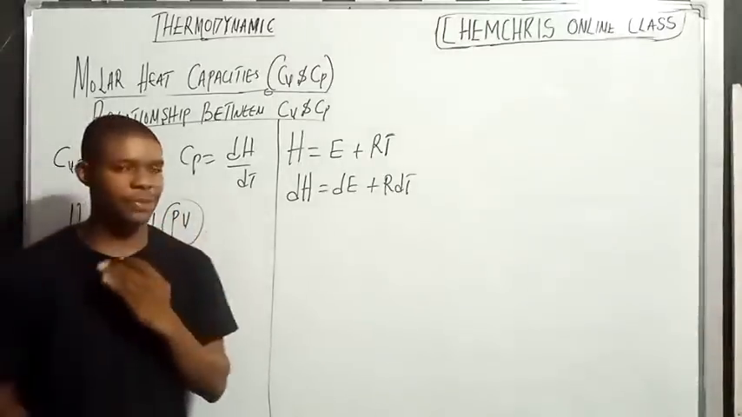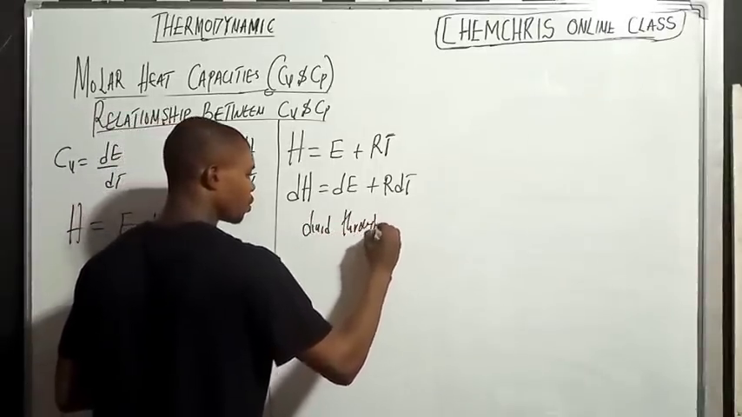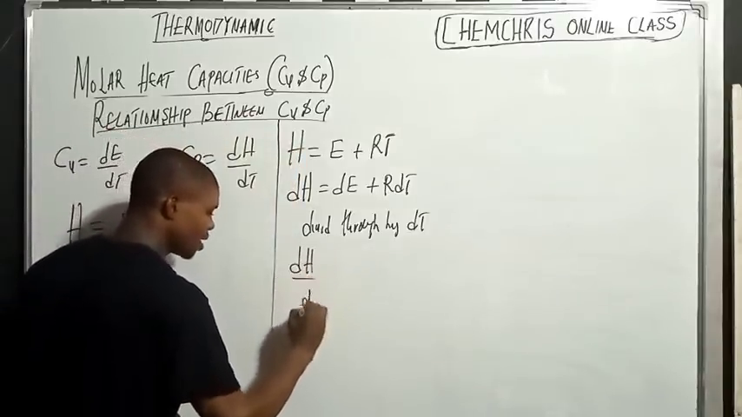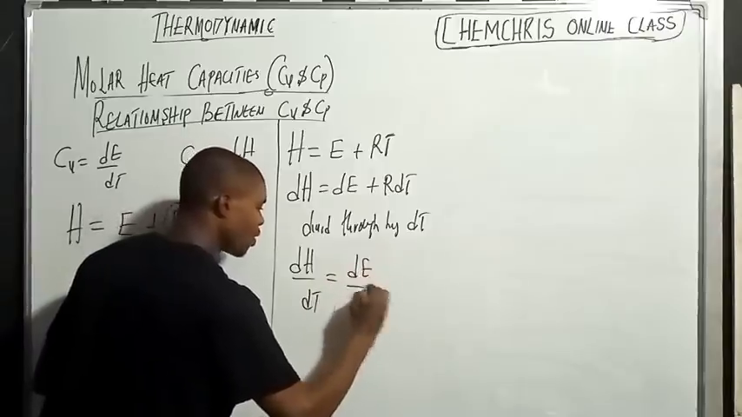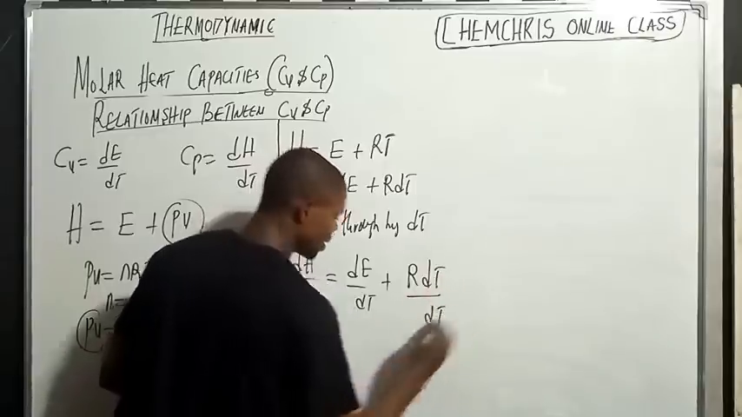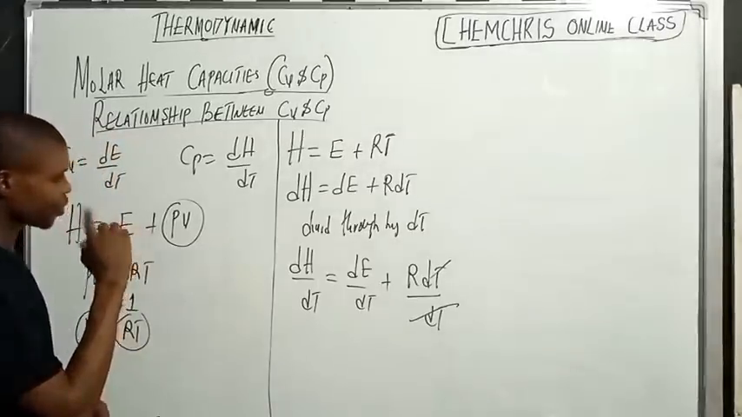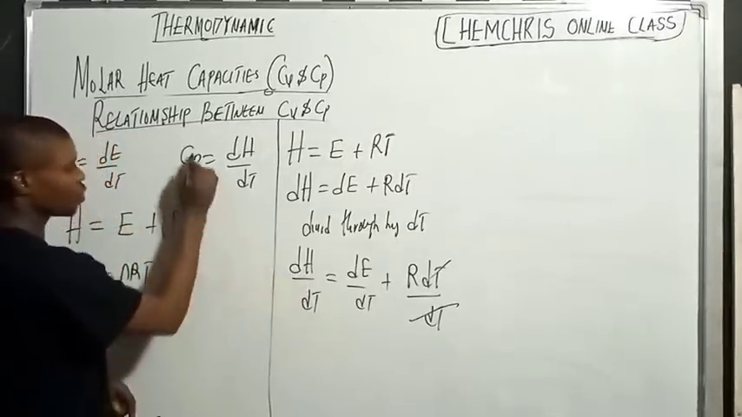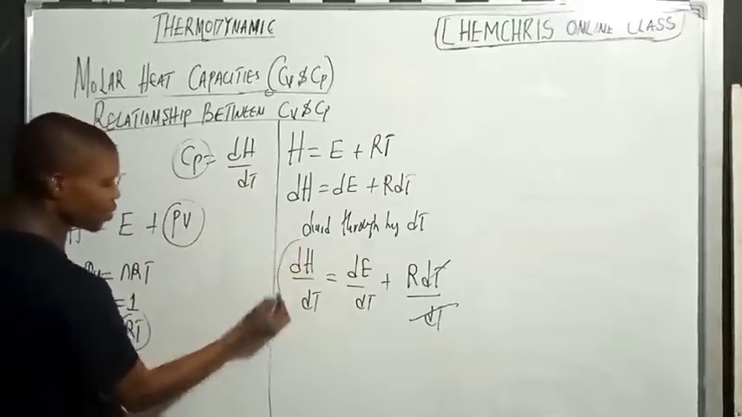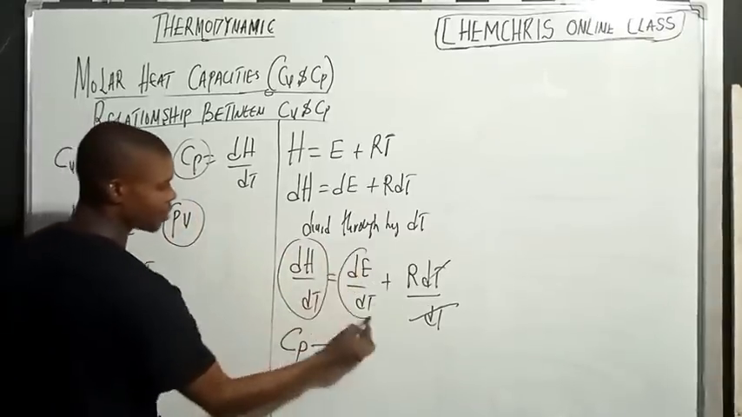So if you divide through by change in T, here we have change in H over change in T equals change in E over change in T, can you see that? Plus R times change in T over change in T. Before that, this cancels out this one here. Then if you check our definition, change in H over change in T is the heat capacity at constant pressure. So instead of this one here, it is going to be CP equals the same thing with this guy here.